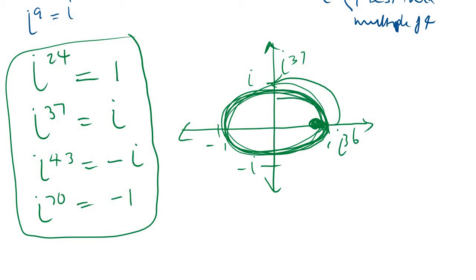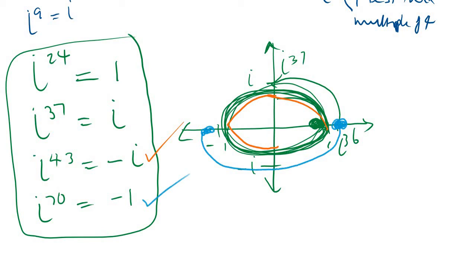Let's use another color for that. It will be 41, 42, 43. See, I get negative i. And then 70, well, I can do 72. 72 will get me to 1 over here. 72, okay? But I need to go 70. So I can go back. 71, 70. That will get me back to negative 1, which is what we have on the screen.